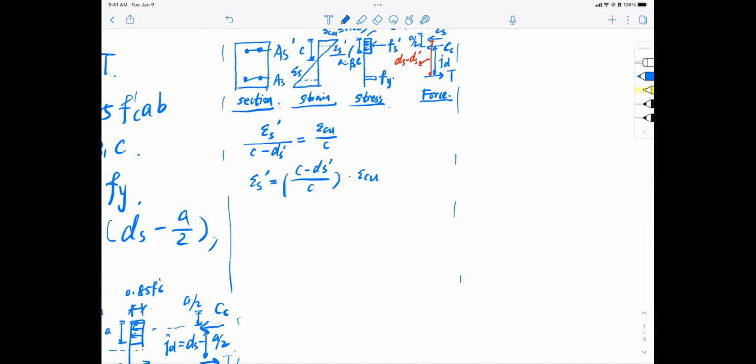Strain in the compressive reinforcement is new. Second, the compression force from the concrete, Cc, is 0.85 f prime c, a, b. Actually, that barely changes at all; it's the same as before. Now I also have a compressive stress in the steel, Fs prime, equal to Es, remember, 29,000 ksi, multiplied by the strain of the reinforcement that you just calculated in the first step. So that is the stress in the compressive reinforcement.